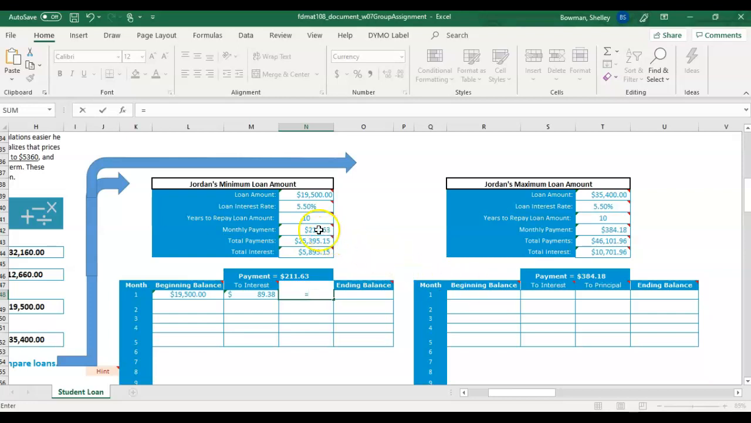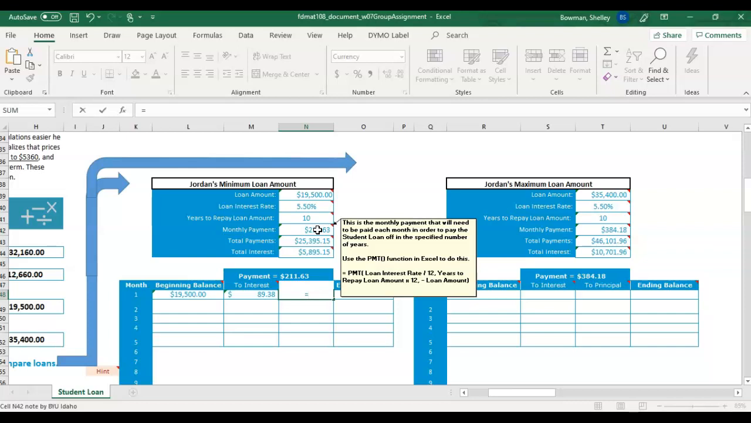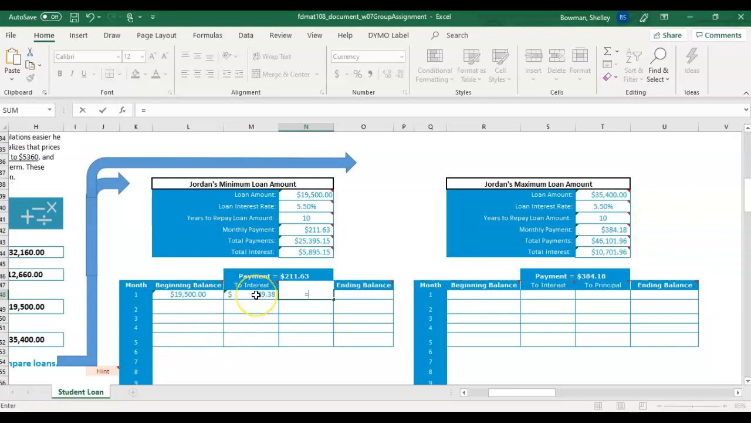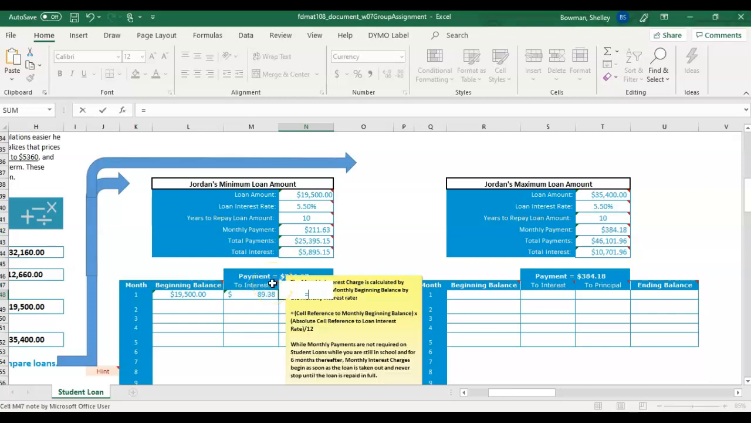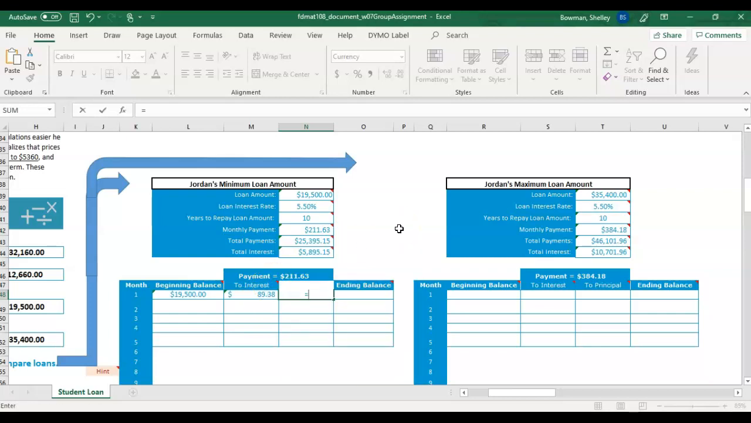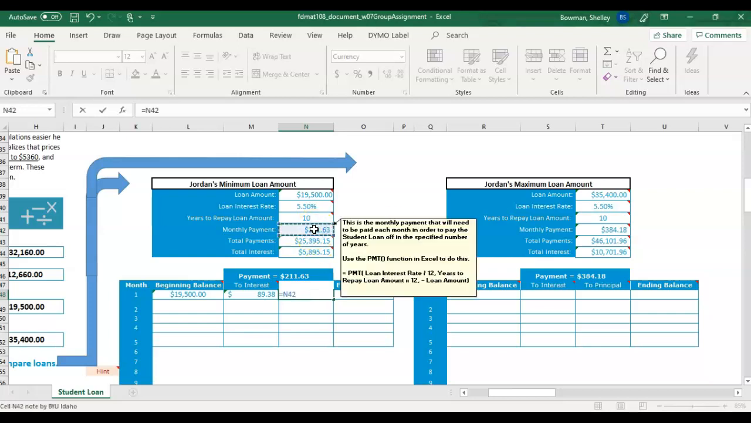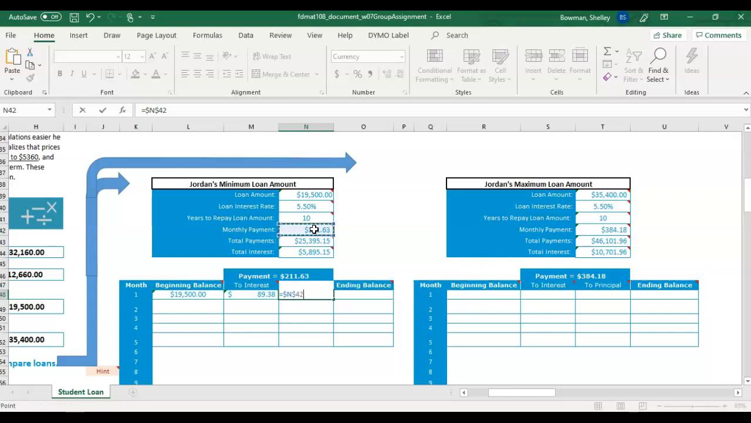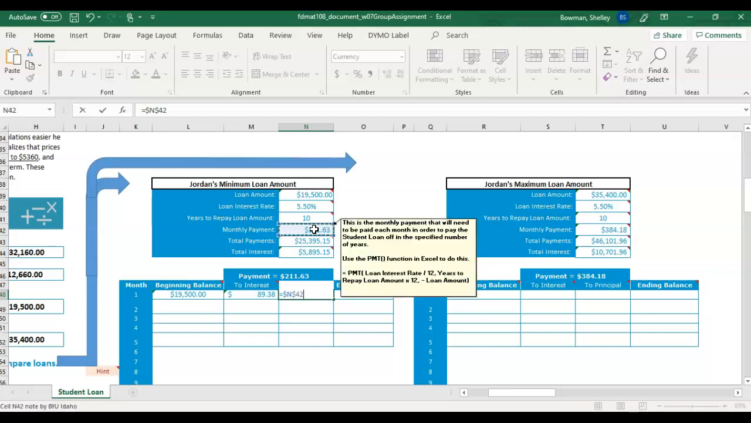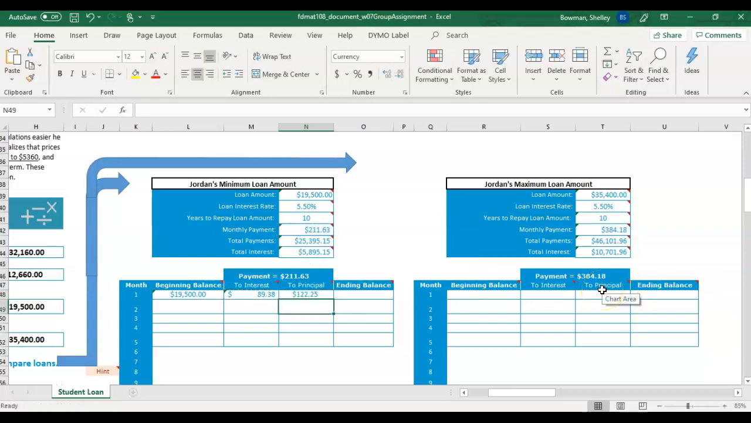Now I have a monthly payment that we already calculated, and now I have how much interest is going towards the loan, so whatever's left over will actually be coming off of the principal. So we're going to cell reference our monthly payment, and again, because I want it to continue to reference the monthly payment, we're going to absolute cell reference and then we will subtract the amount going to interest, and that tells me how much is going towards the principal.